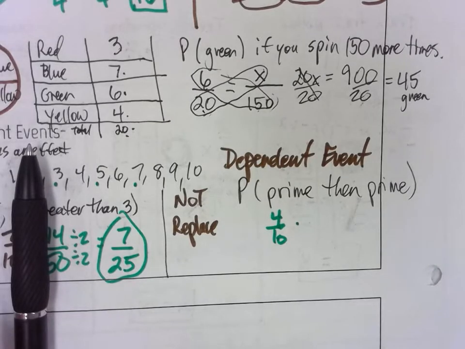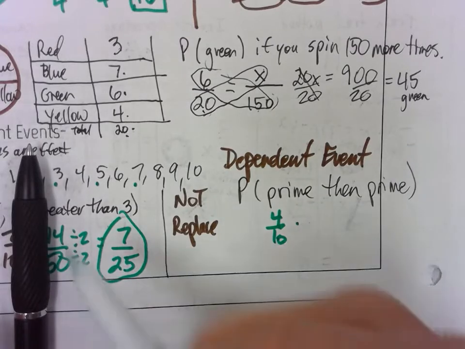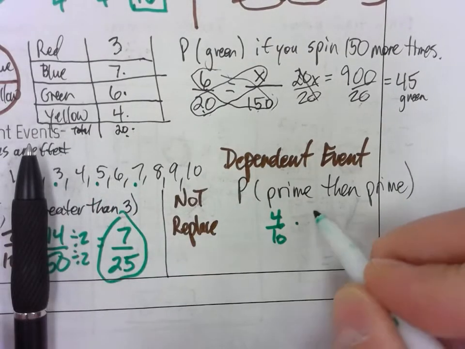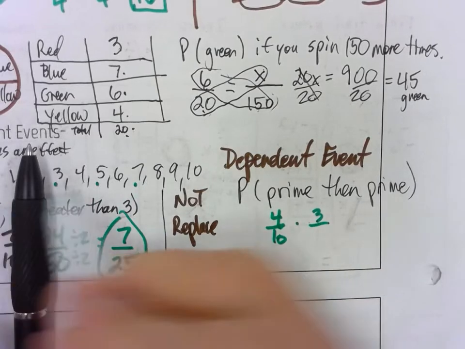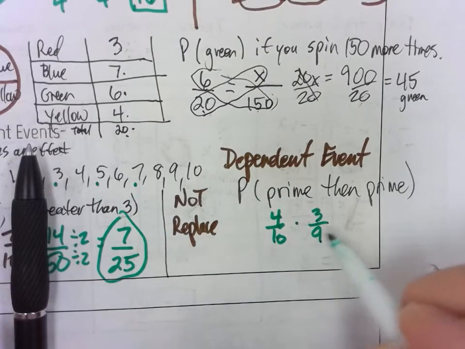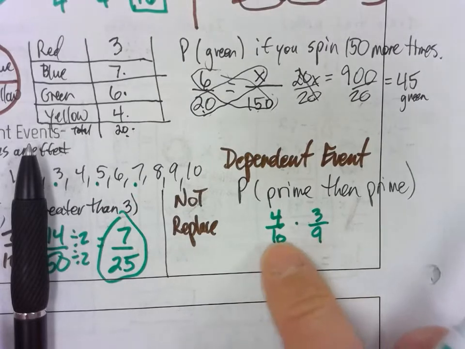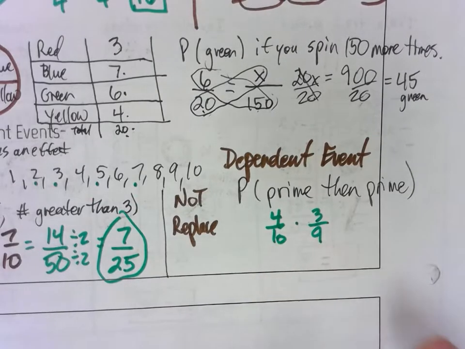So I pretend I pull out the number 2. There are not 10 cards in there anymore, and there are not 4 of them that are prime. There's only 3 of them that are prime, and there's only 9 left. So when you do not replace it, that means you have one less card in the deck.